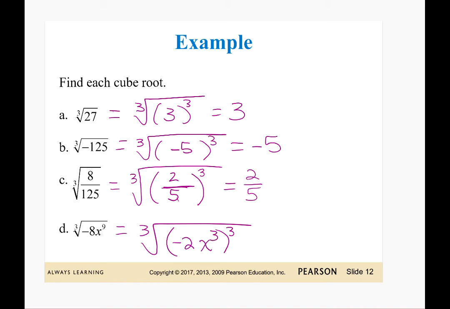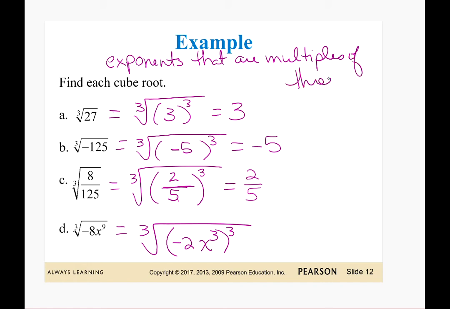So if you're looking for perfect cubes, you want exponents that are multiples of 3. That kind of makes sense if you think about it, because for square roots the exponents were multiples of 2, right? They were even numbers. Cube roots are going to be multiples of 3. So 4th roots would be multiples of 4, and 5th roots would be multiples of 5, and 6th roots of 6. It's kind of easy once you realize that's the pattern that's going on.